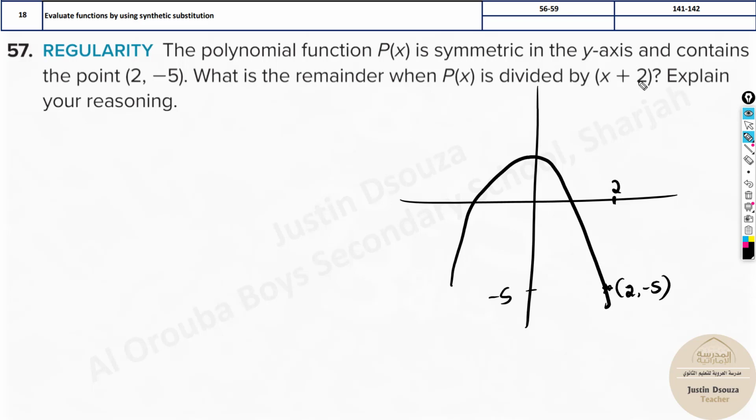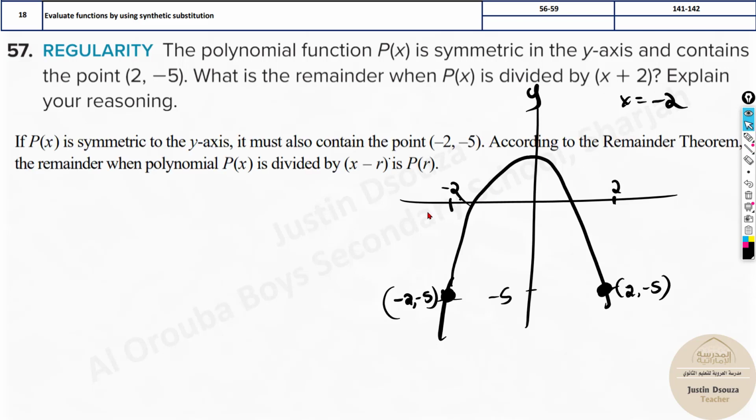Explain your reasoning. Okay. What is the x value over here? Minus 2, right? Now we know the point 2, minus 5 is there, and it's symmetrical along the y-axis. So the same point must be there at minus 2 when it's reflected. See, it's symmetrical. So reflection along the y-axis over here will be minus 2, minus 5. This point must exist, isn't it? So what you're basically telling is, when you divide a particular equation, you will get the remainder of negative 5. That's what we can say.